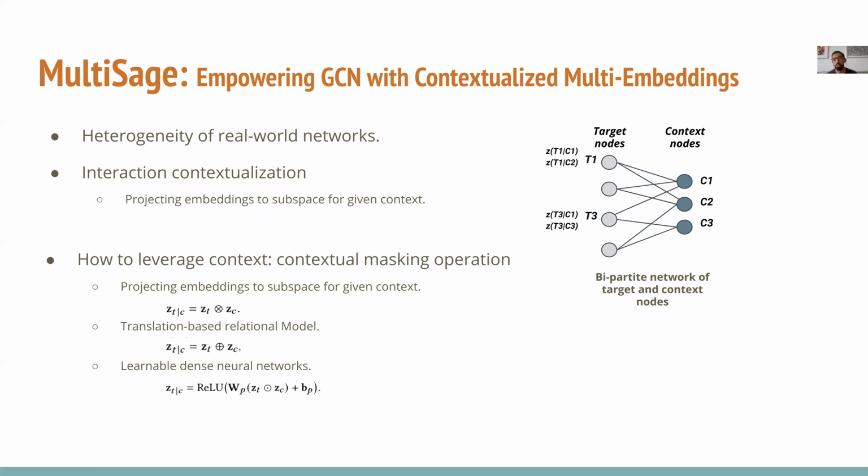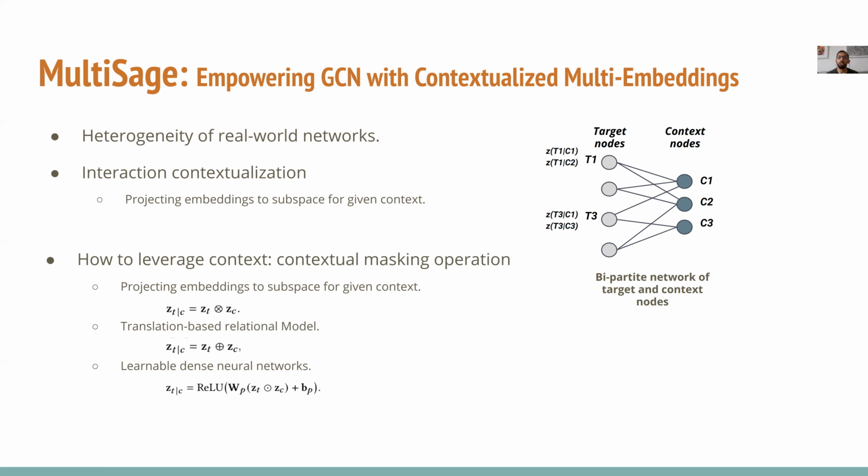So, for example, T1 and T3: T1 has C1 and C2. So basically, T1 participates in two different contexts. T3 participates in C1 and C3, so two different contexts. And we call this a bipartite network. So we can say that MultiSage works with a bipartite or multipartite network, not a complete heterogeneous graph, in the sense that there will be no edge between the same type of nodes. You cannot see an edge between T1 and T3, for example.